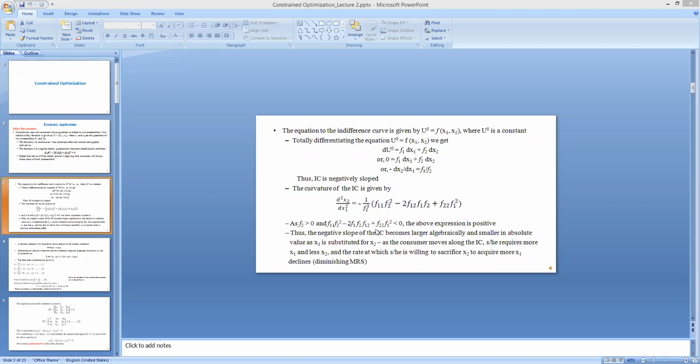Any question regarding the slope and the curvature of the indifference curve? Is it okay? Yes. Yes, ma'am.